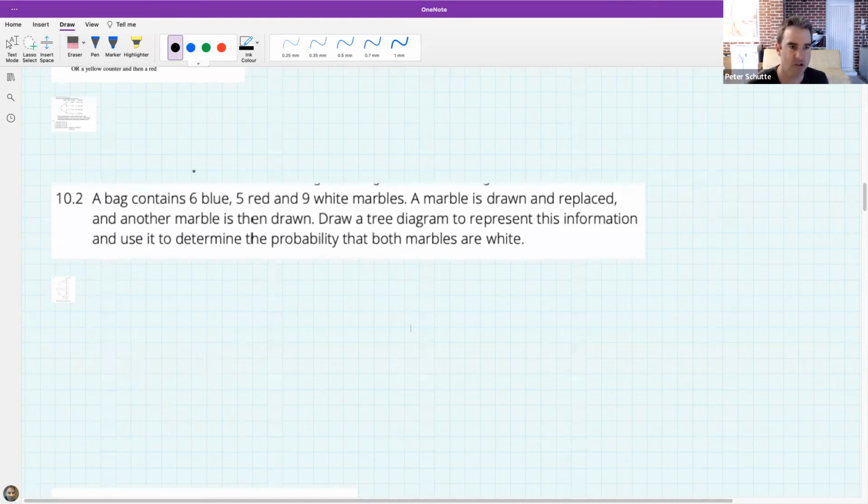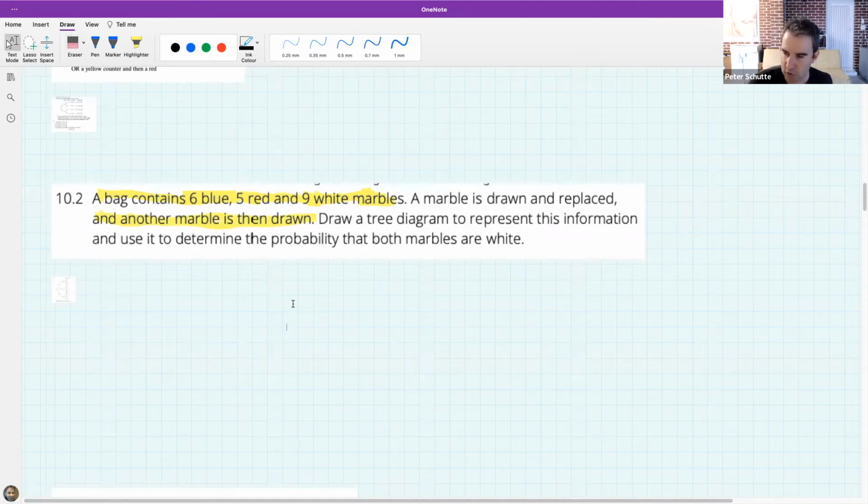So let's try and do this. We've got a bag contains 6 blue, 5 red, and 9 white. It's drawn and replaced, and then you draw a second marble. So basically, your tree diagram is going to have 2 selections of marbles, like marble 1 and marble 2. I want you to try and draw the tree diagram that you get from this, and it may have 2 or it may have 3 branches. And I want you to try and put the probabilities on each of these branches to show you basically the story of choosing these two marbles.